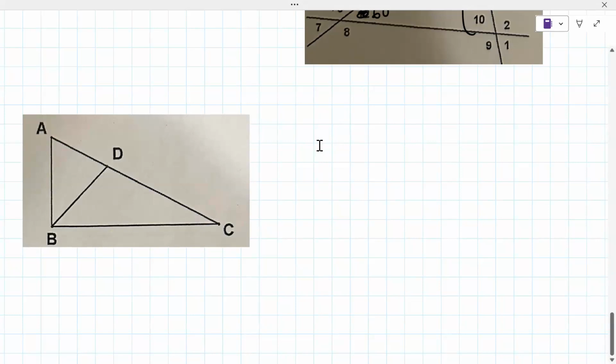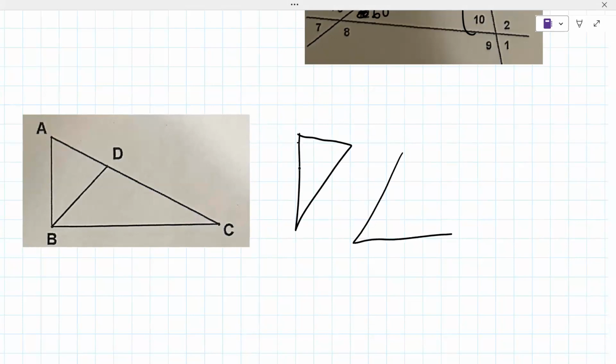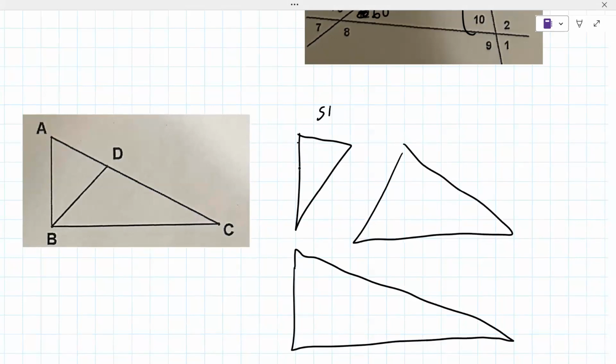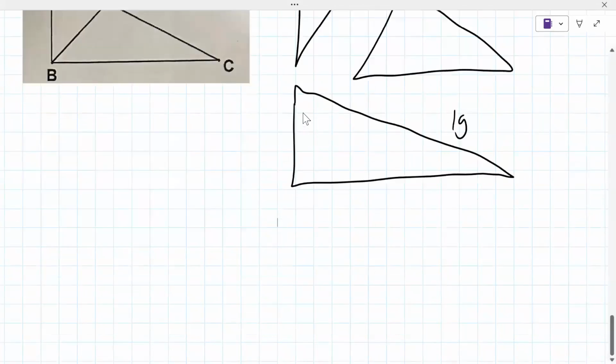Okay, let's do this differently. The first one here. Just to be clear, there are three triangles. There's that one, and then there's the big one. That's the small, the medium, and the large. And the reason I bring that up is we have to make sure we know what it's referring to when we look at the question here.